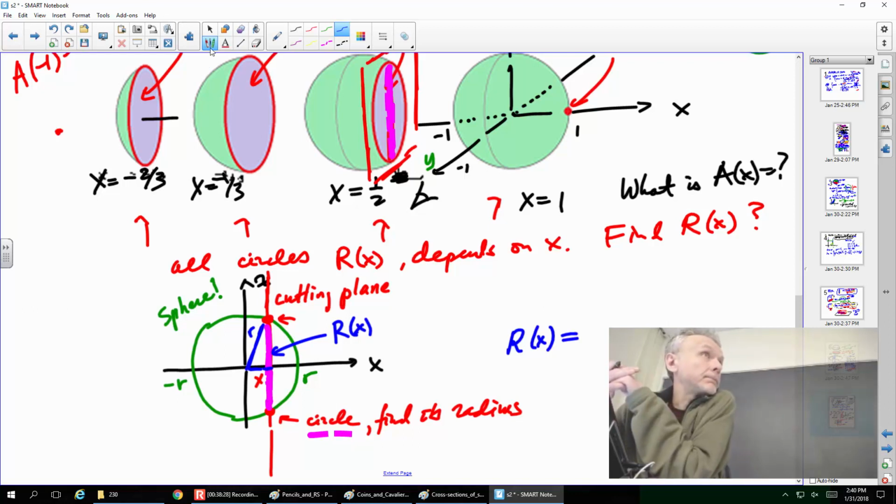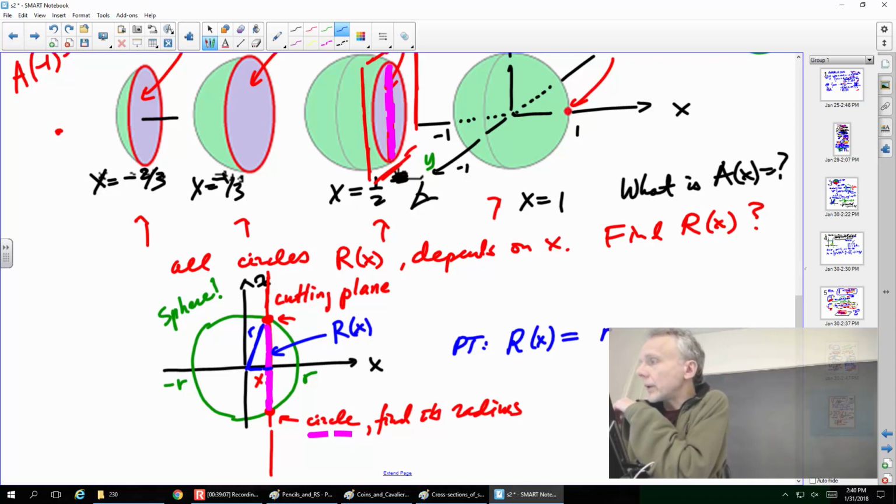From the Pythagorean theorem. You see the right triangle? Two of the three sides are known. Lowercase r is known, and x is known. R of x is unknown, and we can solve for it by the Pythagorean theorem. So what do we get? The Pythagorean theorem gives me what? R squared minus x squared, squared, yes.